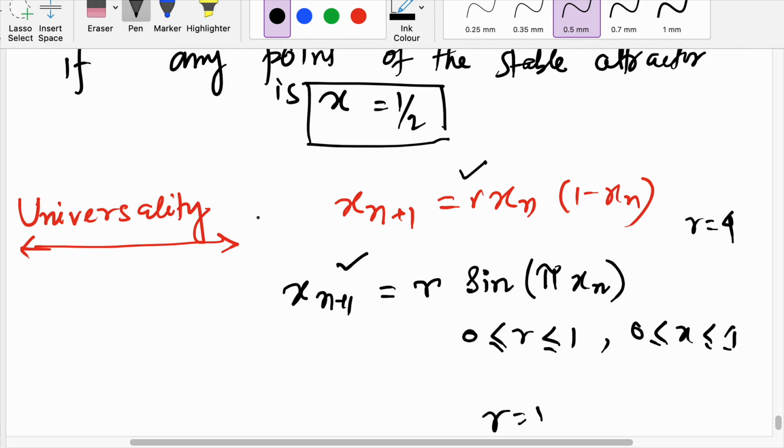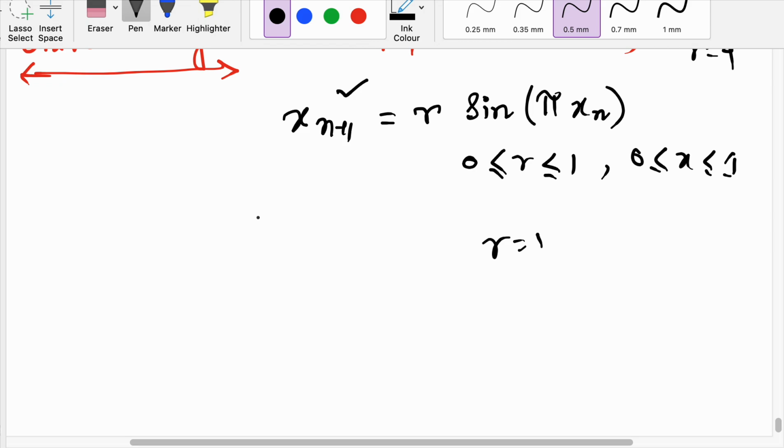Now one thing is very common, that is universal, which is called the Metropolis U sequence.